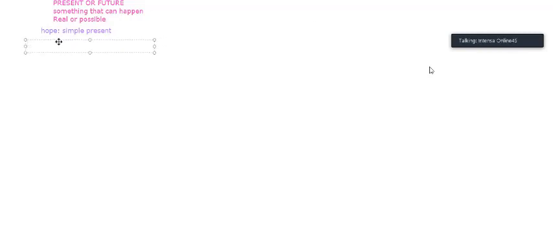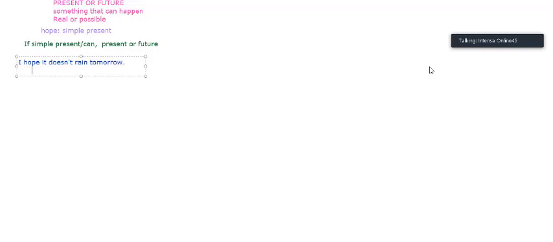So the structure is if, simple present or can, then present or future. That is the structure, basically. So let's look at some examples. Let's start with some hope so you can see that it's the same grammar. I hope it doesn't rain tomorrow.